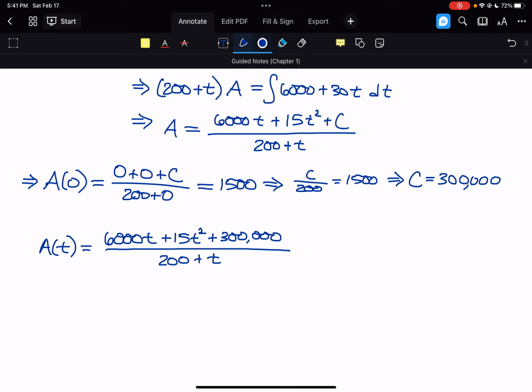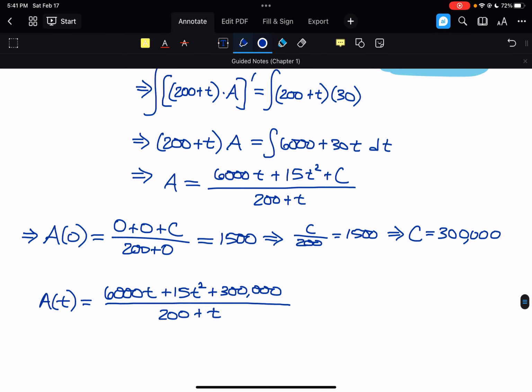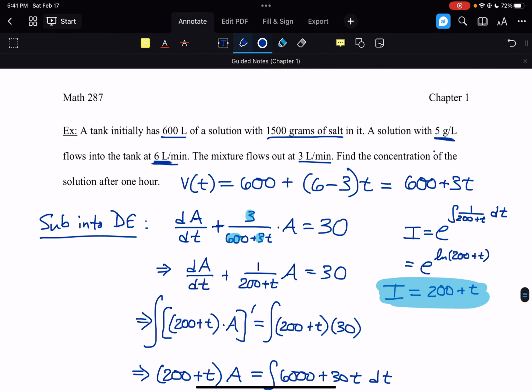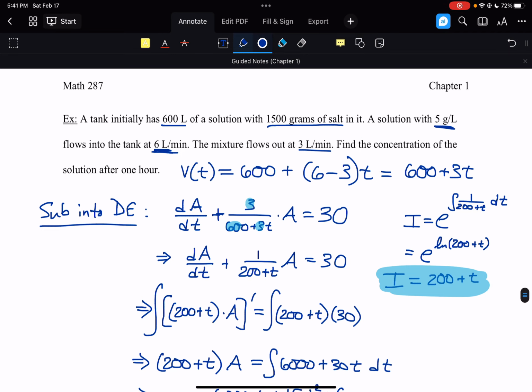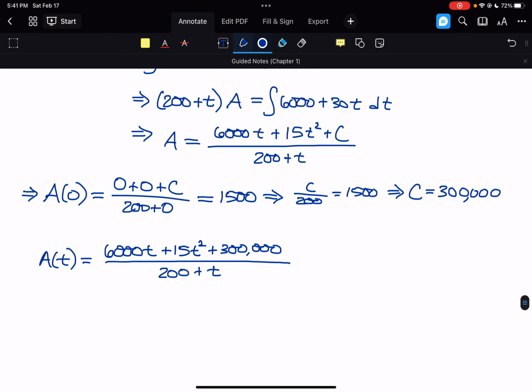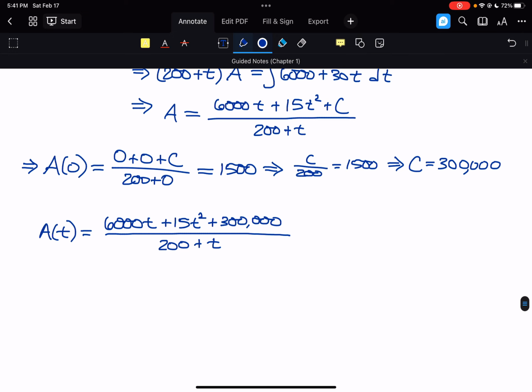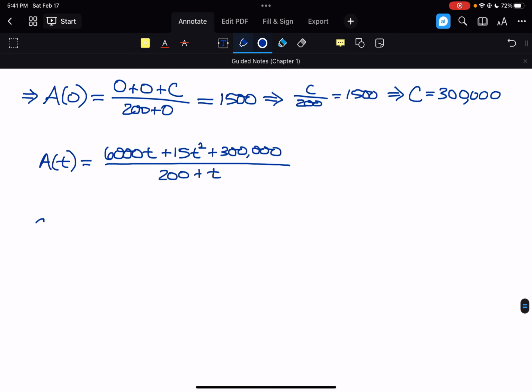And then from there, double check and see what the question is asking for. It's asking for the concentration of the solution after 1 hour. So we're going to need to get the formula for concentration. That's going to be C2 of t, which, recall from the previous page, is A of t over V of t. So A of t is this big formula. V of t we found back at the top. That's 600 + 3t.